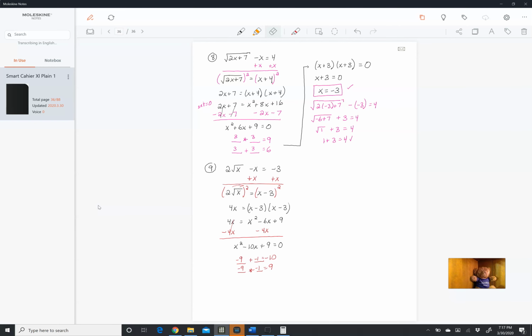Okay, so that means that our quadratic, I'm going to bring this up here, is x minus 9 and an x minus 1. Okay. We can use the 0 property. We have x minus 9 equals 0 and x minus 1 equals 0. So either x equals 9 or x equals 1.